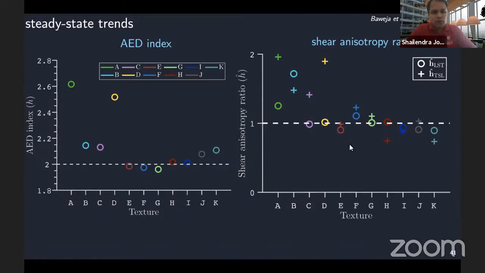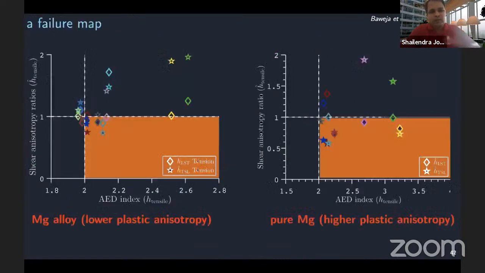And so what we can do now is, because both these indices or metrics are defined for the same set of textures, I can remove the x-axis and plot something like a failure map. On the y-axis you have a shear anisotropy ratio for a given texture. On the x-axis you have the AED index, and anything that falls in this orange zone, which means shear anisotropy ratio being less than 1, which is indicative of shear resistant material, and AED index greater than 2, which is indicative of a material that is resistant to void growth, is this orange zone.